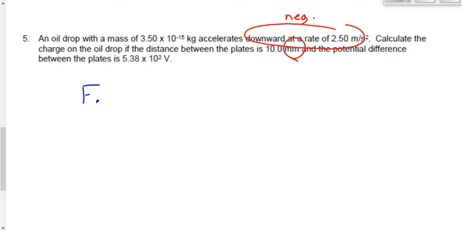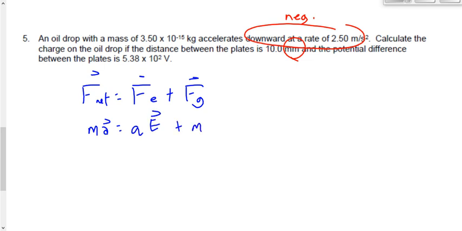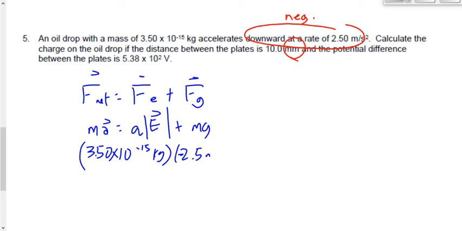We know in one of these problems, because it's accelerating, that F net is equal to the sum of the forces, or ma is equal to qE plus m times g. Let's sub in some numbers here. The mass is 3.50 times 10 to the negative 15 kilograms. The acceleration is what? Good. Negative 2.5 meters per second squared.